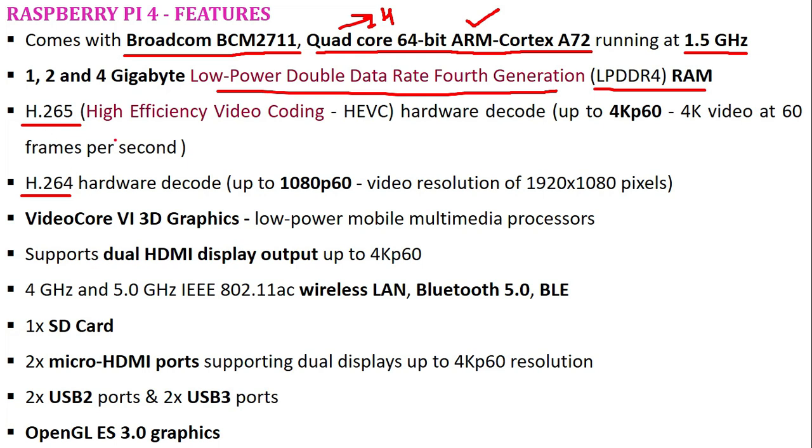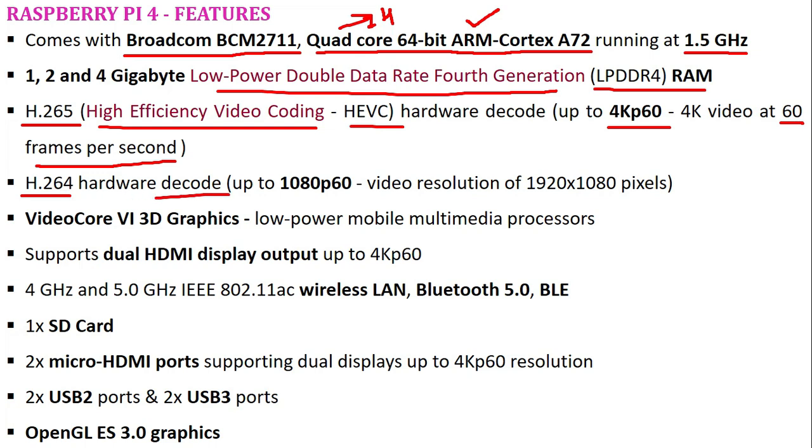This H.265 is HEVC, which is a high efficiency video coding system. In order to do video processing, we make use of this standard. Here 4K pixels can be supported in a video frame. 4K in the sense 4096 pixels can be supported with a frame rate of 60 frames per second. A video with 60 frames per second can be supported using this H.265 codec.